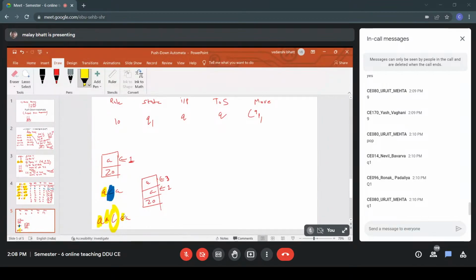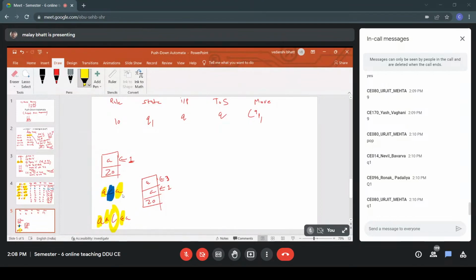So now when input is A, top of the stack is also A. We'll do the pop operation. We'll pop the symbol from the top of the stack. We'll compare it with the current input. And if it is matching, it is fine. We can proceed further. So here you can see that top of the stack will match with the current input symbol.